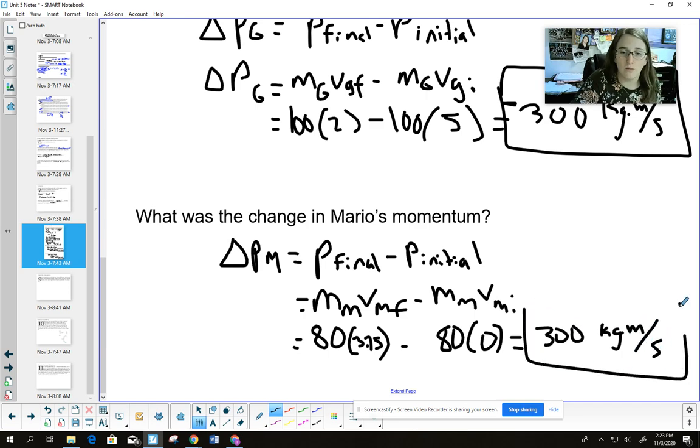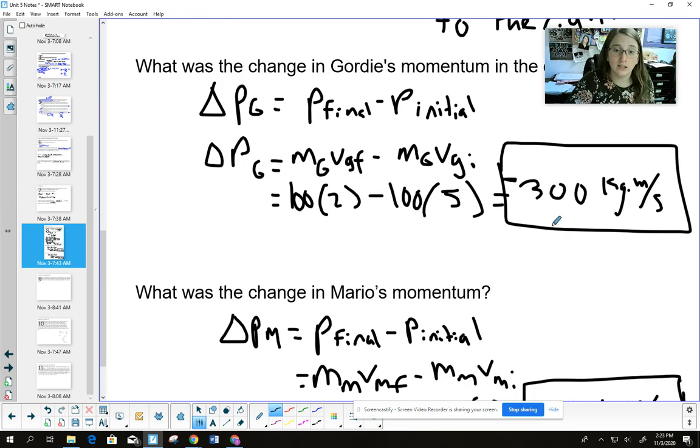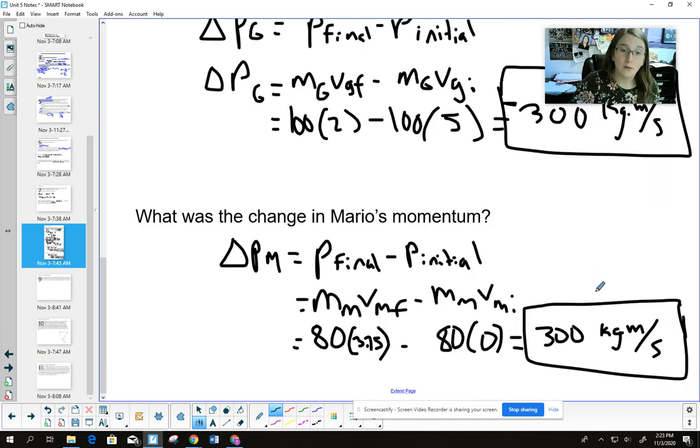So Mario gained momentum. And if you notice, the exact amount that Gordy lost, Mario gained. This is conservation of momentum. The exact amount that, again, he lost got transferred into Mario's momentum. This is what it means by conservation, right? The total is not going to change. Gordy started with all the momentum, transferred a little bit into Mario, but the total is the same.